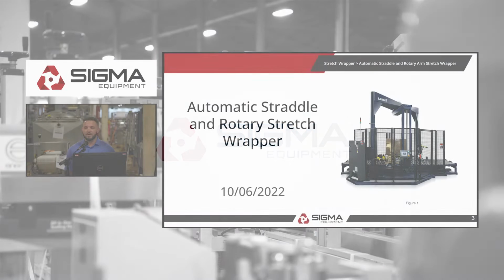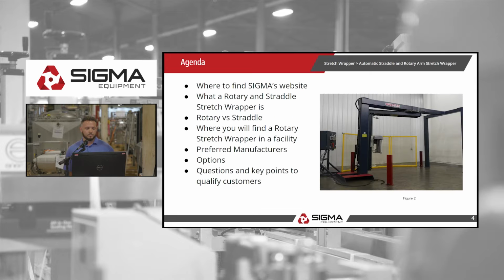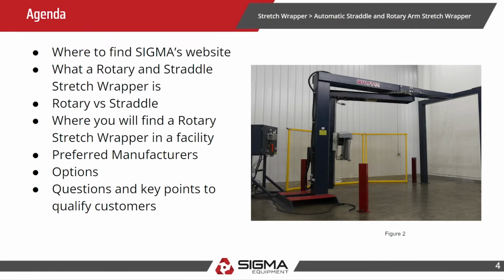Today we'll be going over automatic, straddle, and rotary stretch wrappers. We're going to learn where we can find these on Sigma's website, as well as what a rotary and straddle stretch wrapper is, the difference between them, where you can find a rotary stretch wrapper in a facility, preferred manufacturers, options, questions, and key points to mention to our customers.